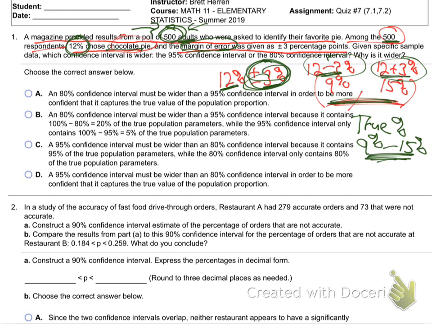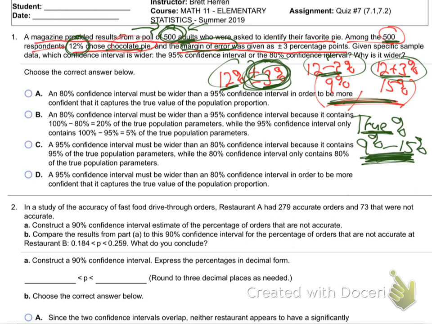We want an interval of confidence. We want to say the true percentage for the whole nation of people who like chocolate pie as their favorite pie is somewhere between 9 and 15%, right? 12% minus 3% or plus 3%. Somewhere between 9 and 15%.